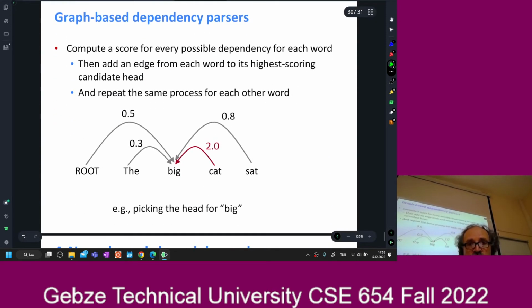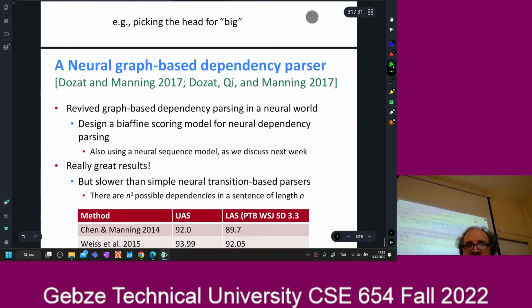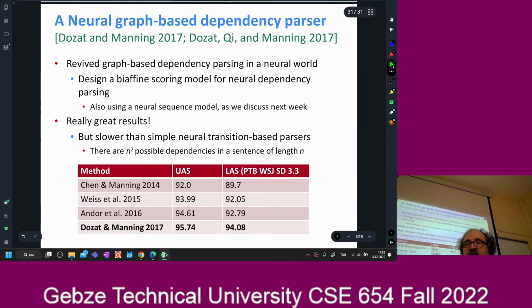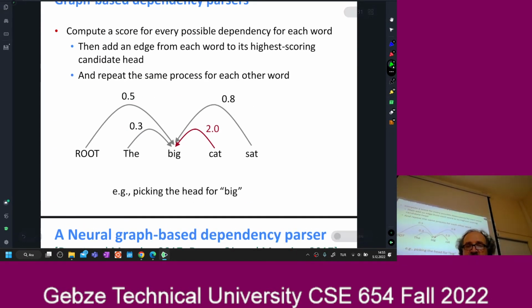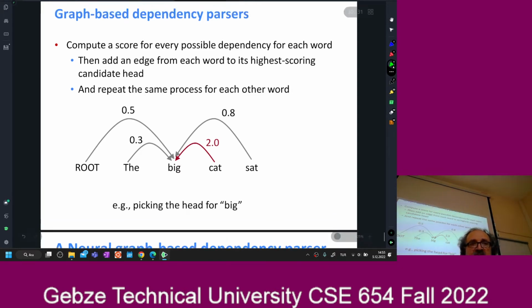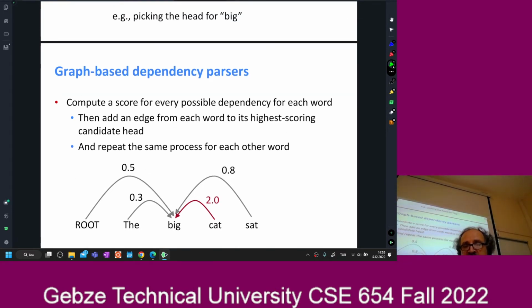It's going to be a full graph, and we add an extra edge from each word to its highest scoring candidate, and repeat the same process for each other word. That doesn't mean that you are going to get the best one, but it doesn't care. This one doesn't care if the tree is projective or not, because I'm doing the same thing for everything, the same thing for every other word. This is called a graph-based dependency parser.